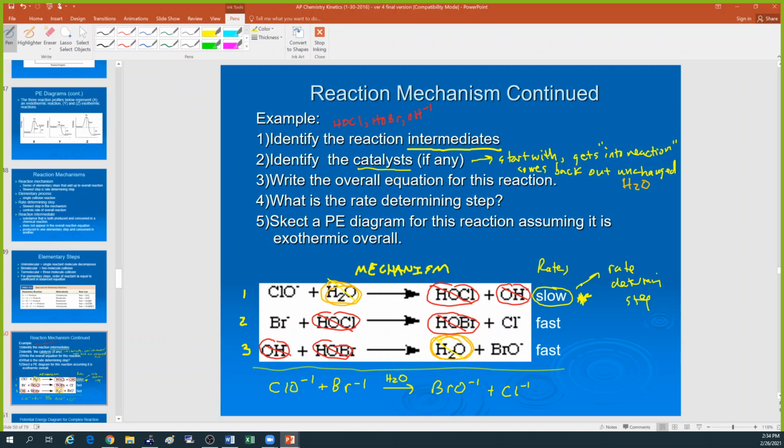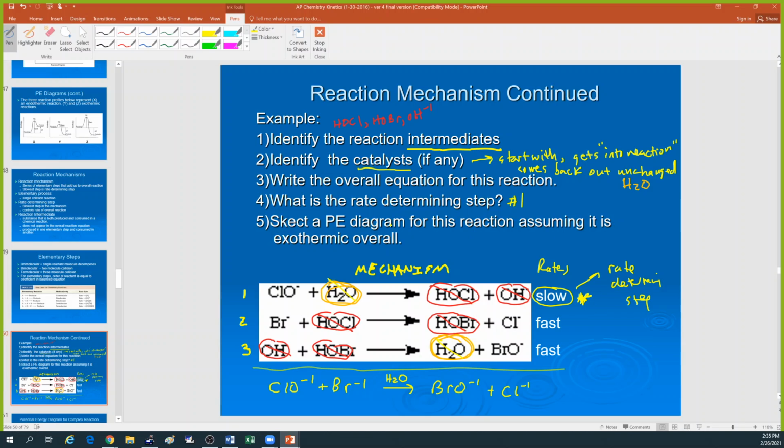And it doesn't always have to be the first one. I'm just pointing out wherever the slow step is, that's where really the kinetics is going to be affected. All the fast steps are just not really consequential to the speed of the overall reaction. So in this case, our answer was step number 1.